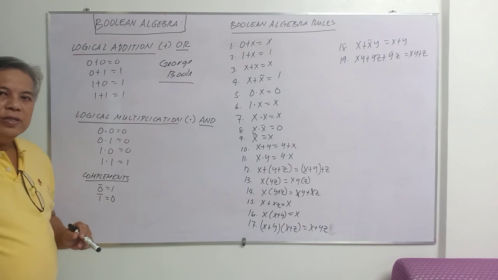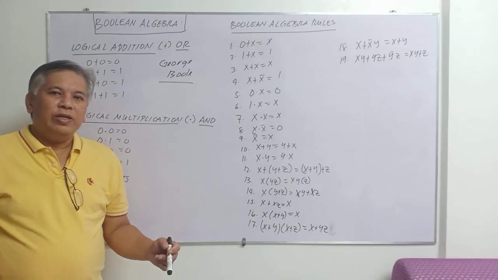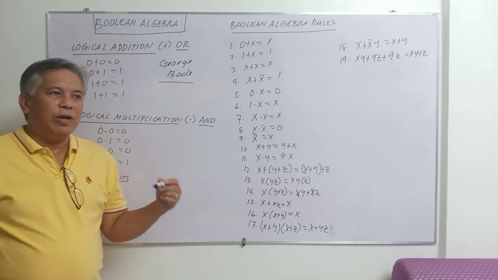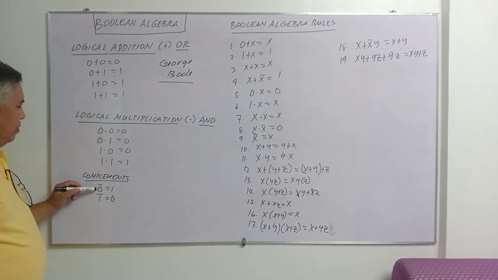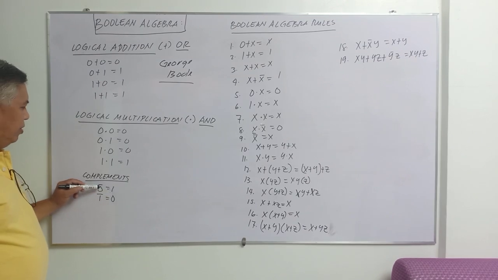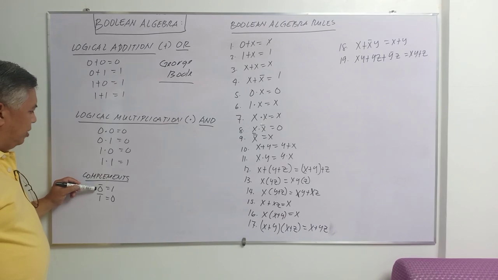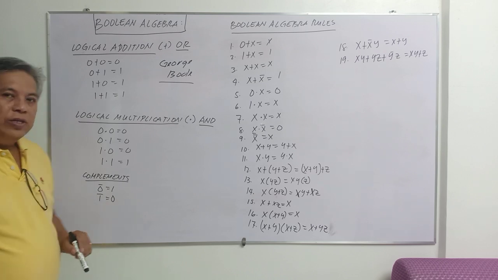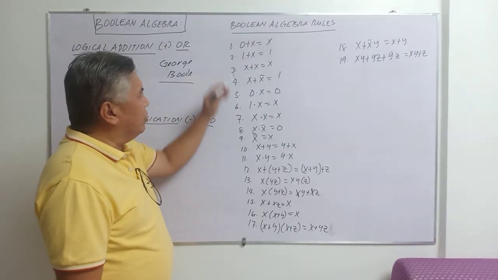How about complements? When you say complement, that means opposite or the inverse, or the variable is inverted, or the number is inverted. For example, the complement of 0 is 1. When you say complement, that is inverted. So the complement of 0 is 1, and the complement of 1 is 0. Then we have here Boolean algebra rules.